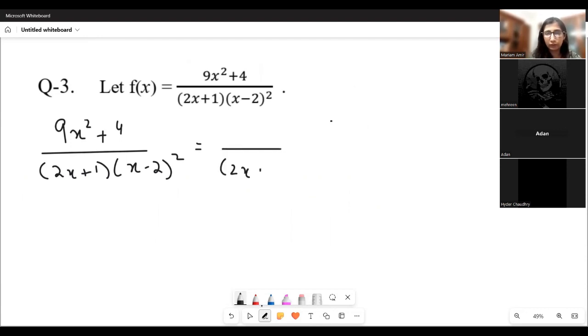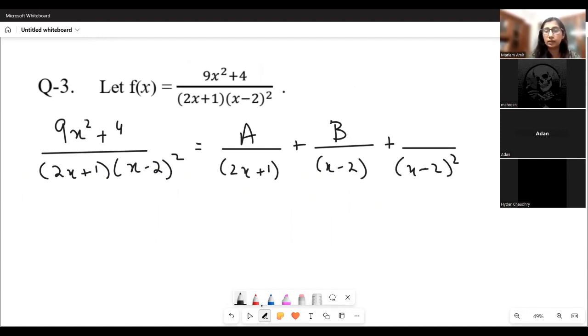Let's write that down. 2x plus 1, plus next denominator would be x minus 2, and the third denominator will be (x minus 2) whole square. And we write A here, B here, and C here. That is what we do when we have a repeated factor in the denominator.